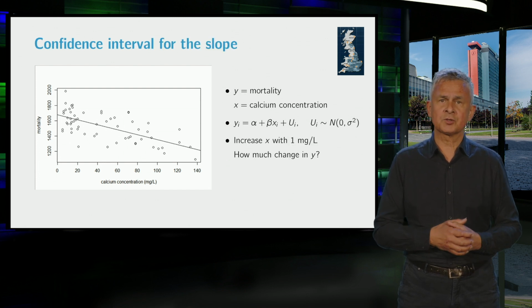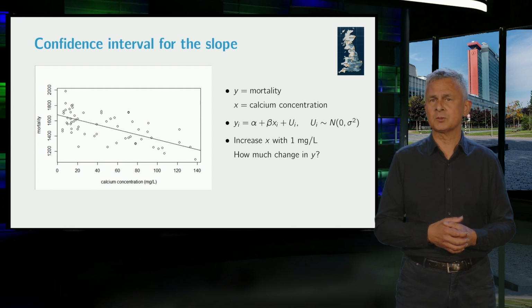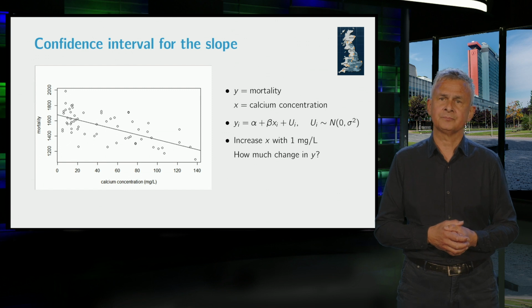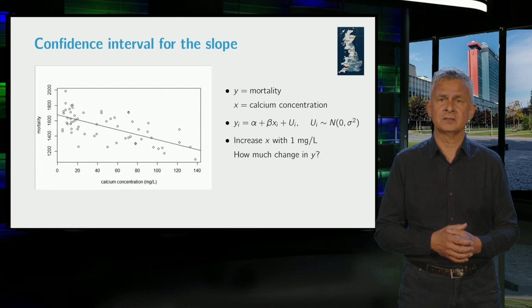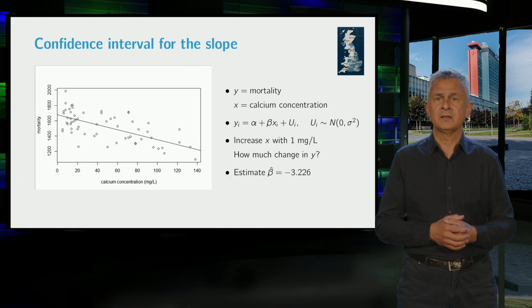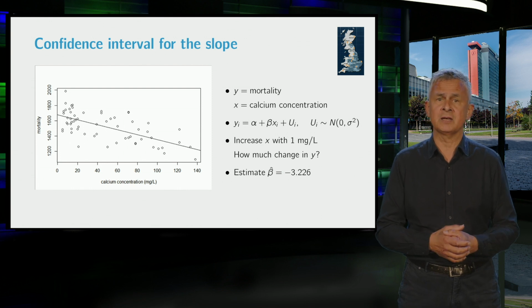Another typical research question is the following. Suppose we increase the calcium concentration with 1 milligram per liter, then how much decrease in mortality can we expect? From the linear regression equation, we can immediately see that an increase of the x variable with 1 unit leads to a change of beta in the y variable. Now the estimate for beta is minus 3.2, so an increase of 1 in calcium concentration is estimated to lead to a decrease of about 3 in mortality rate.